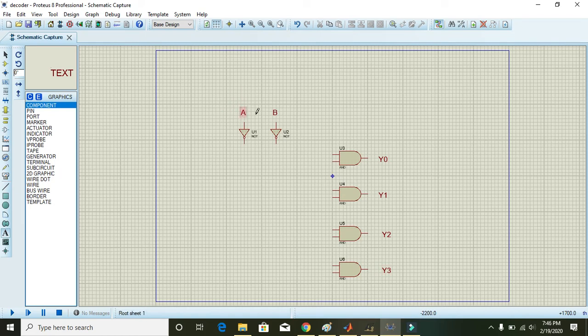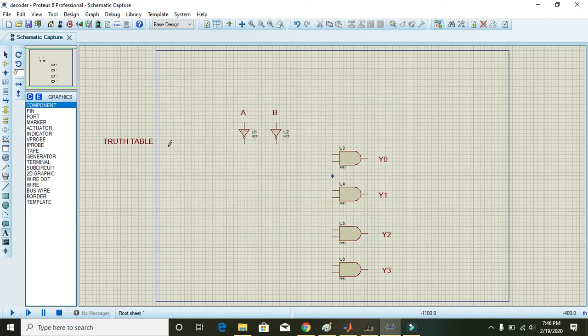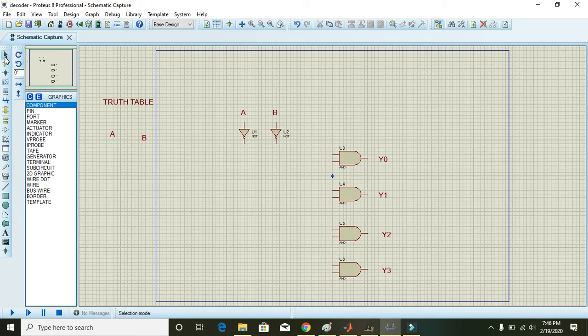And we know that the first combination for 2 inputs is 0, 0. Here you can write the truth table. Write A here and B here. So first is 0 and 0. This is our first combination.